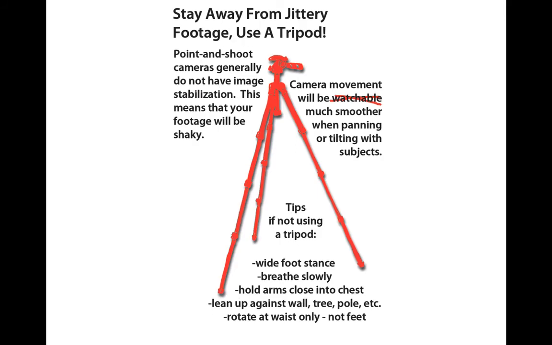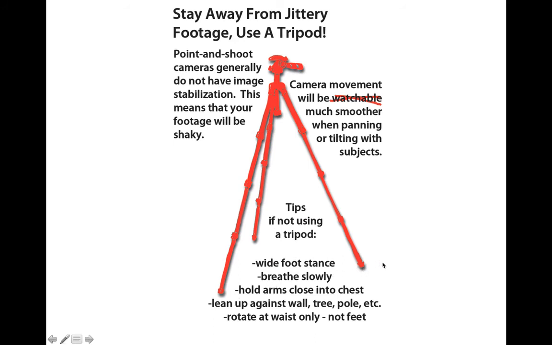This is mostly for point and shoot cameras, but cell phones and point and shoot cams don't have image stabilization in them, so not only do they move a bit, but they have that vibration, kind of jittery look to them. That can easily be fixed by using a tripod.